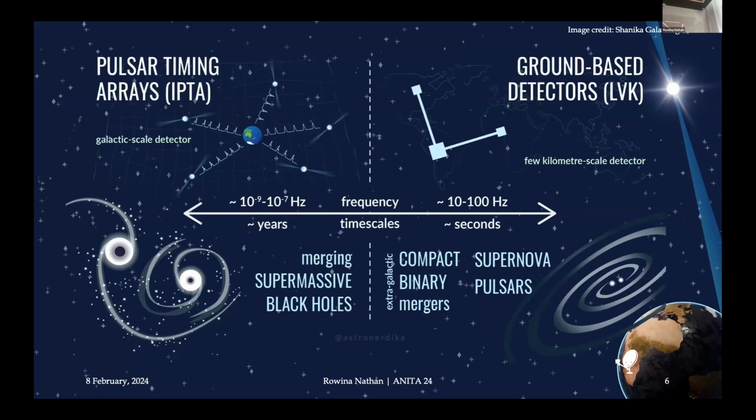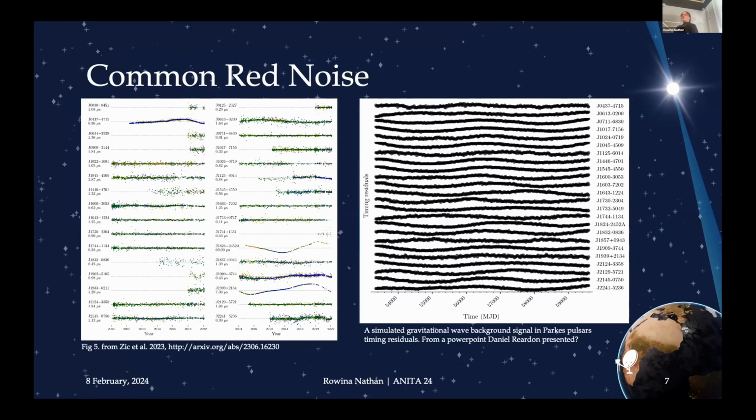In one, you're measuring the change in distance between the mirror and the laser beam. And here you're measuring a change in distance between the Earth and the pulsars. Okay, so how do we actually do that in practice?